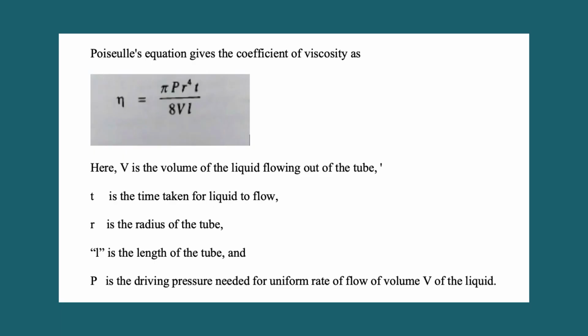Poiseuille's equation gives the coefficient of viscosity as eta equal to pi P r raised to 4 T divided by 8 into V into L. Here, V is the volume of the liquid flowing out of the tube, T is the time taken for the liquid to flow, r is the radius of the tube, L is the length of the tube, and P is the driving pressure needed for a uniform rate of flow of volume V of the liquid.